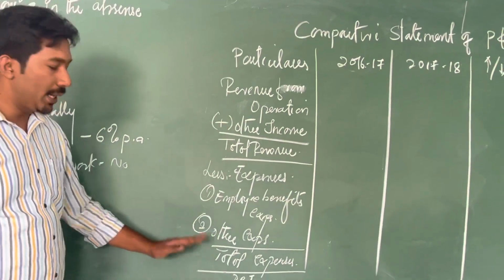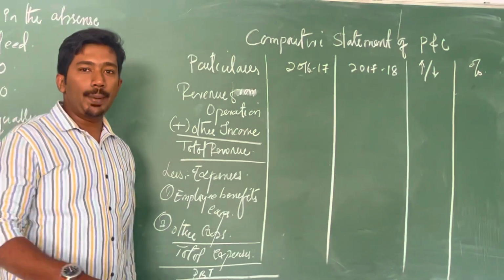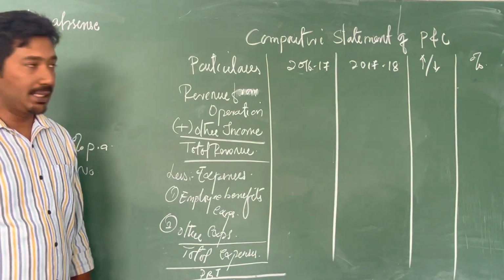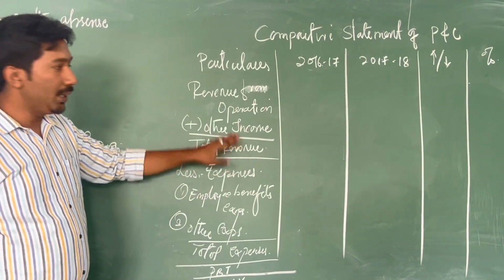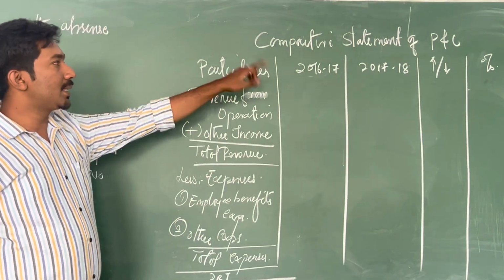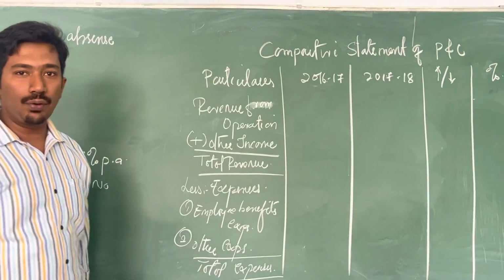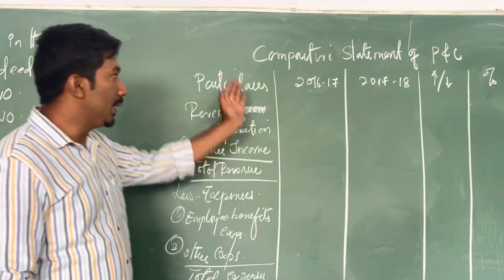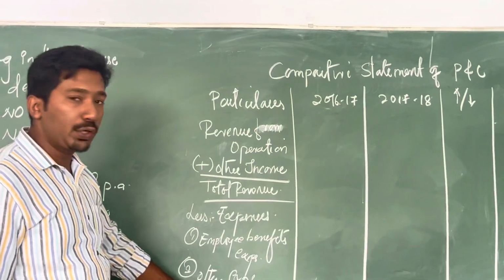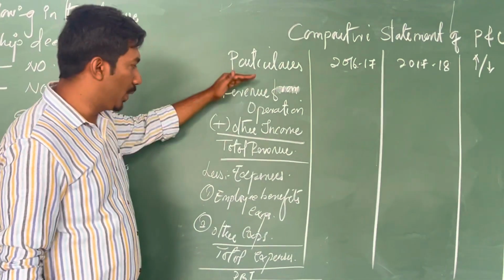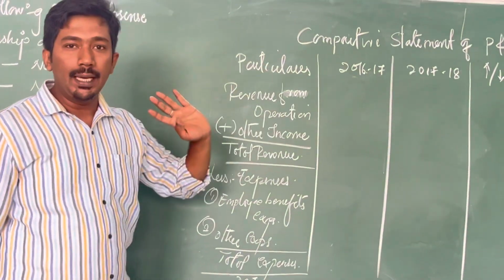So this format you can follow for comparative as well as for common size. So two answers you can learn with this one statement, that is comparative or common size. Either of these they will ask you in the question, either it will be comparative or common size. But this format of the profit and loss statement will remain the same for both analyses.